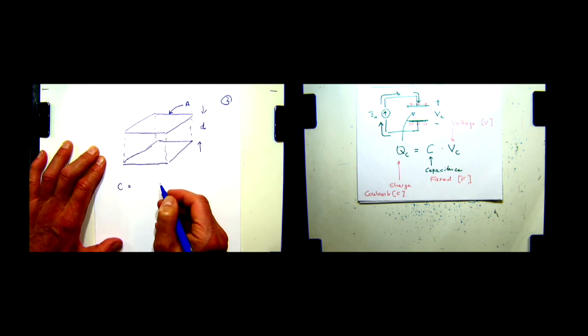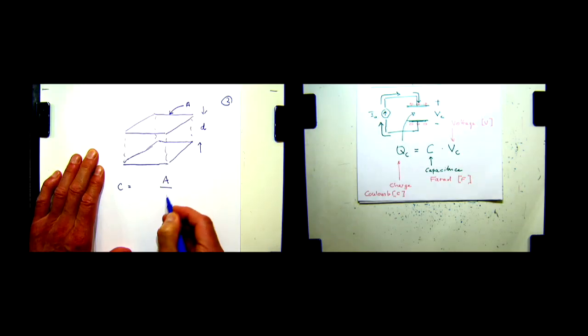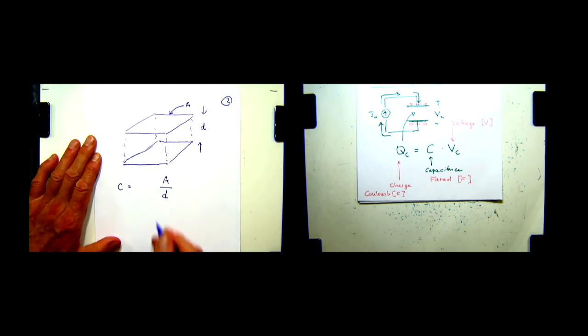Well, not too surprisingly, if these were parking lots, then the bigger you make the parking lot, the more cars fit, right? And so the more charge fits. More charge fits if you make A the area bigger. But we're not going to get as many anymore if the distance is going to be large. And there is a proportionality constant, epsilon. This is called the permittivity.